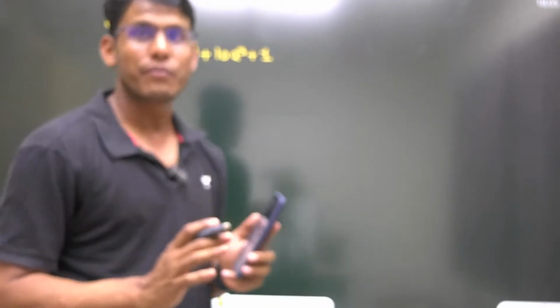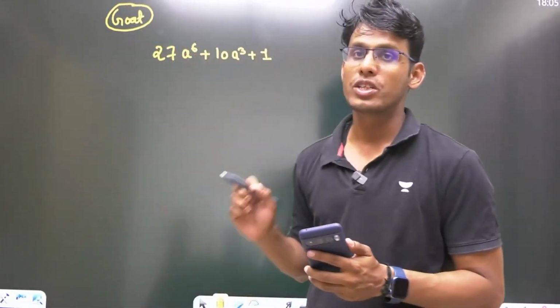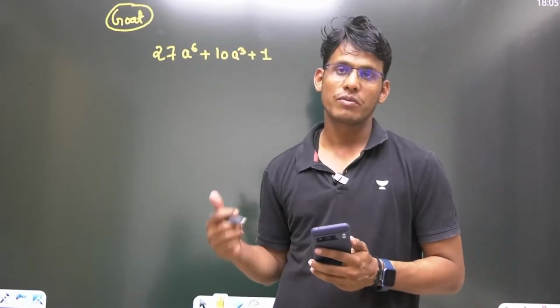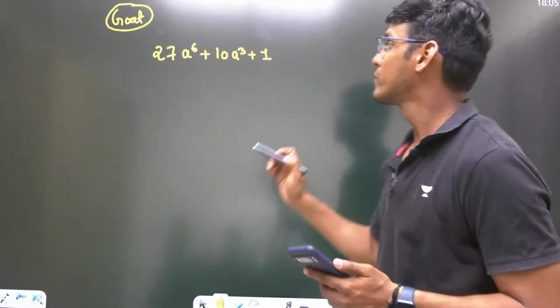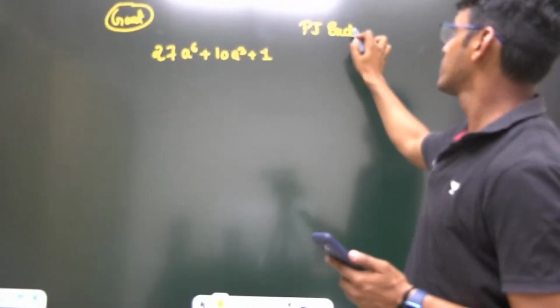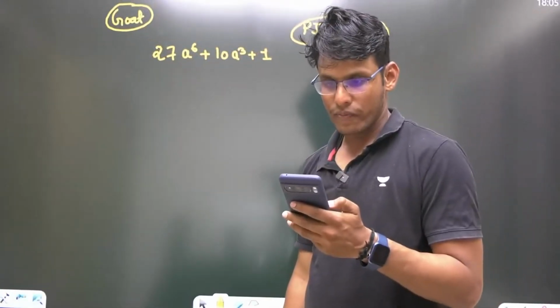Let's see. A cube plus B cube minus 1. You give me the answer of this. If you do it, you literally have very good mathematics, because this is a problem made by me just now. All the other problems you can see in one of these textbooks. This is PJ exclusive. You solve it and you are good. Try.